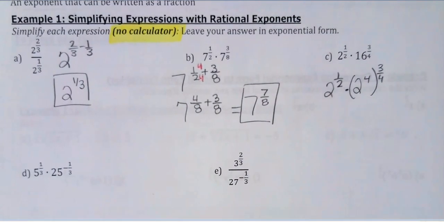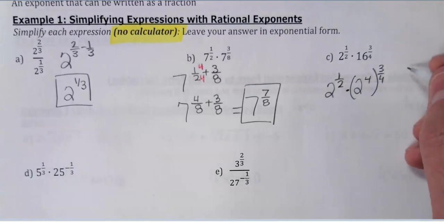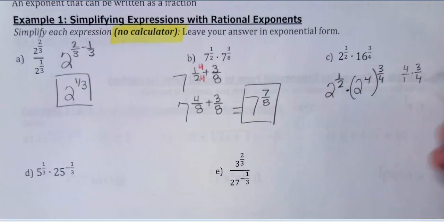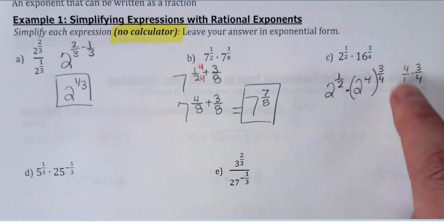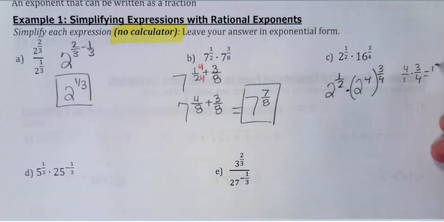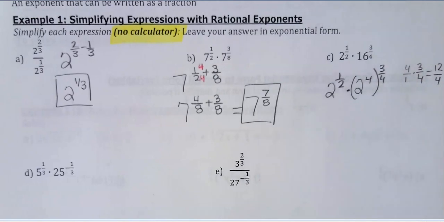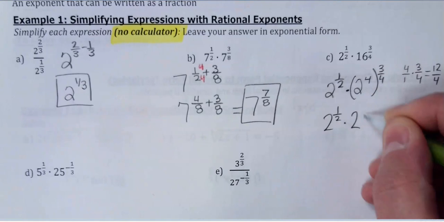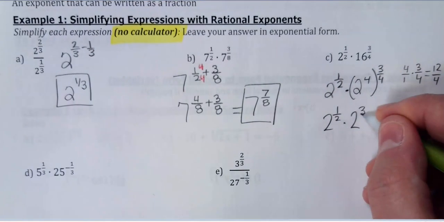All right, so power to a power, you're going to actually multiply those exponents. If you have 4 times 3/4, I'll write it out here, you don't have to write this out, but you're just going to take the numerator times the number. So 3 times 4 is 12, and then you divide by the denominator. 12/4 is actually going to make that exponent into just a 3.